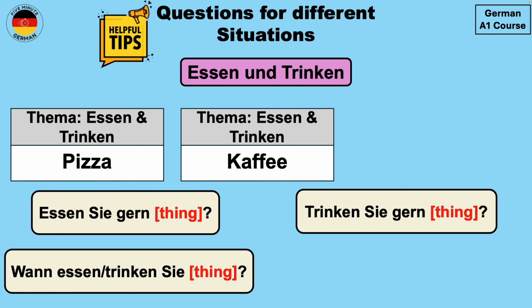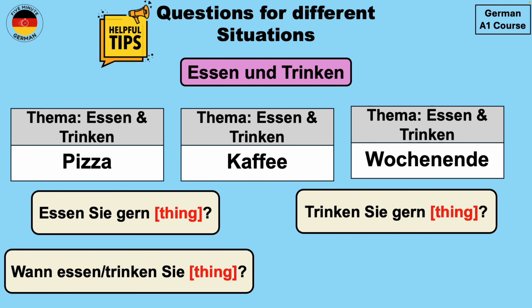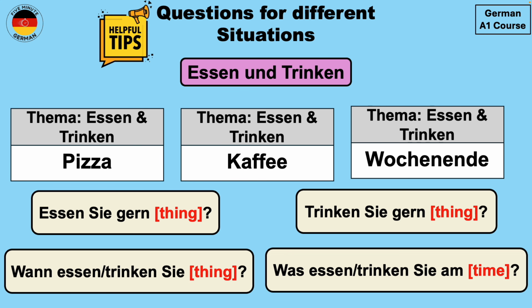And if you get a word related to time on the card, such as Wochenende, then you can use the question, was essen or trinken Sie am Wochenende? If it was Sonntag, then I would have said, was essen or trinken Sie am Sonntag? So you just replace the time with whatever is written on your card.